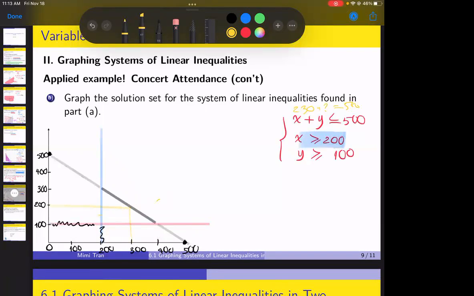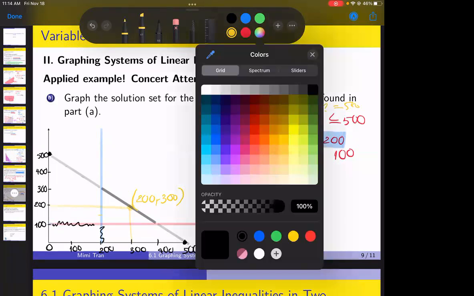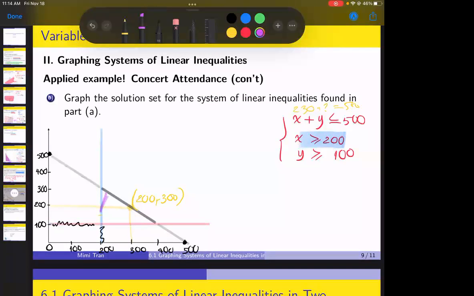I think it's okay for me to pick this one. That's fine. Yeah, 200 and 300. Yeah, I can do that. When you plug it in, what happened? 200 plus 300, is it less than or equal to 500? Yes, right? So you shade that region. So right there, that's your solution.